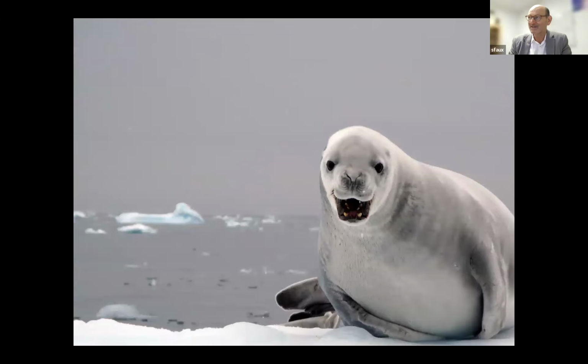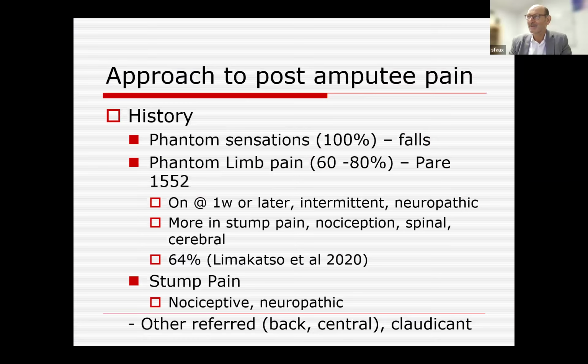This is just to keep you awake, because sometimes my talks can be very boring, but I hope this one won't be. So the approach to post-amputation pain: the first thing is you have to take a history, and you have to remember the phantom sensations occur normally. Unfortunately, they're often associated with falls because people don't know that they don't have a leg there and they fall out of bed.